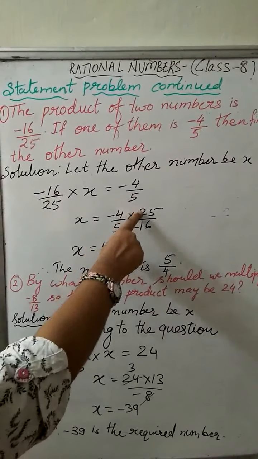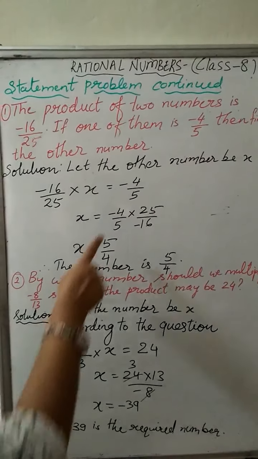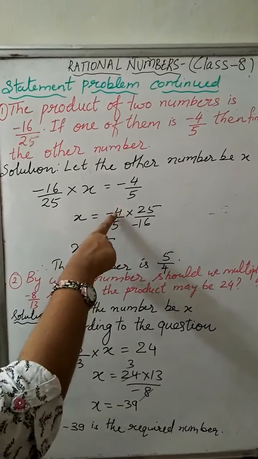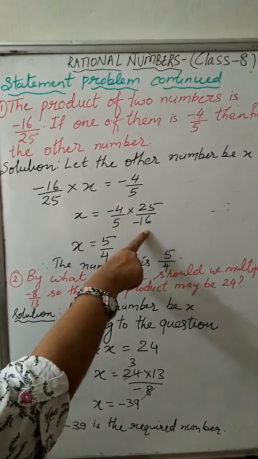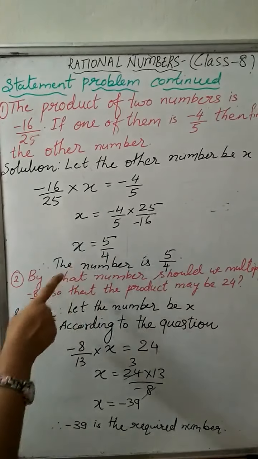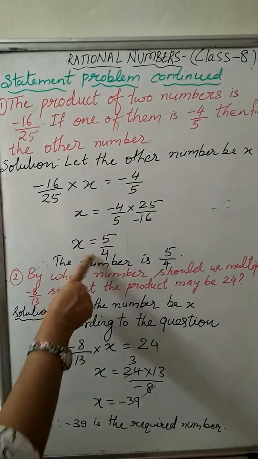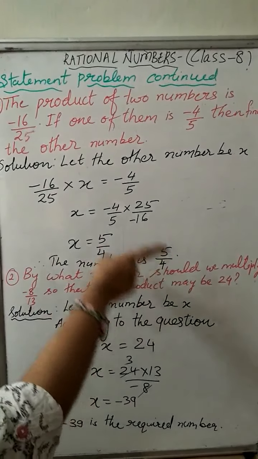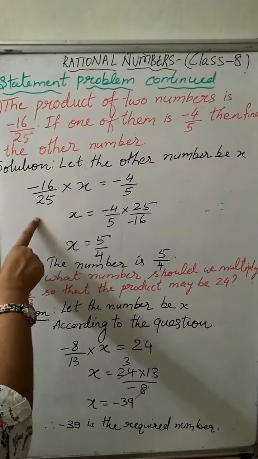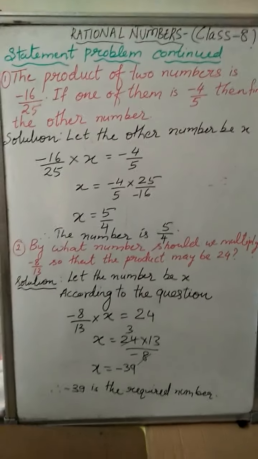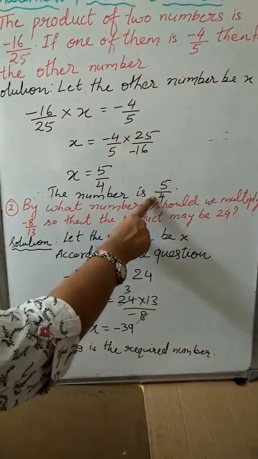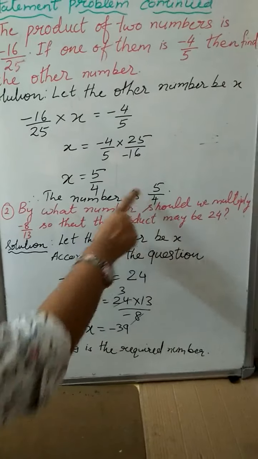5 ones are 5, 5 fives are 25. Minus and minus sign will get cancelled. 4 ones are 4 and 4 fours are 16. So the resulting answer is 5 by 4. So that means 5 by 4 is the number when multiplied by minus 16 by 25 will give you minus 4 by 5. So your final answer is 5 by 4.